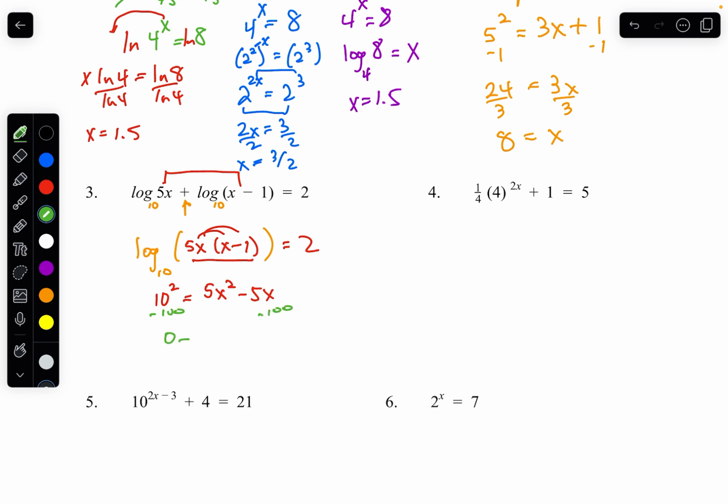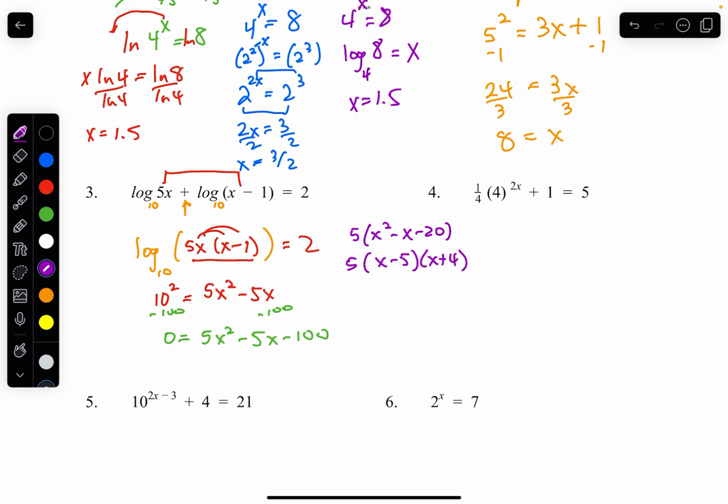So we have to solve 5x squared minus 5x minus 100. We have to solve that quadratic. Now, to make our lives easier, I can factor the 5 out, but some of you might just go to the quadratic formula to get your 2 answers. But if you factor the 5 out, x squared minus x minus 20, x minus 5, x plus 4 is how it would factor.